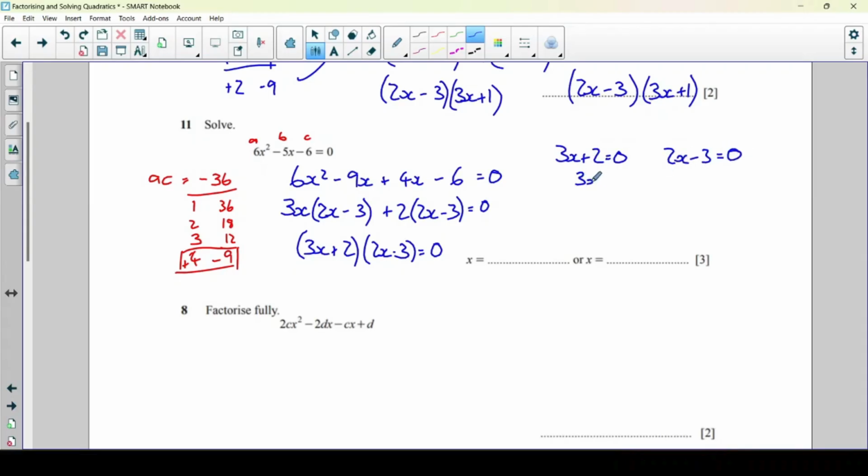Subtract 2 from both sides for this one, 3x is minus 2, and divide by 3, x is minus 2/3. For this one, add 3 to both sides, 2x is 3, and then divide by 2, x equals 3 over 2. Minus 2/3, or 3 over 2.